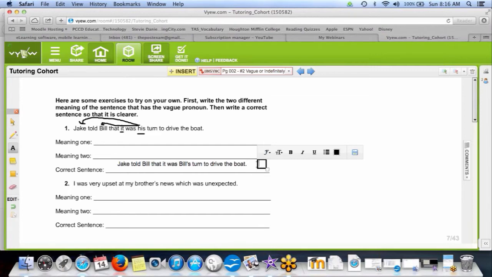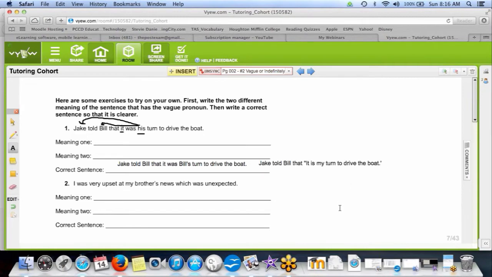Or I could make it a quote. Jake told Bill that, quote, it is my turn to drive the boat. Or I could say it was your turn to drive the boat. Whichever, right? We'll have to quote that. Okay, so either of these methods are going to be acceptable.